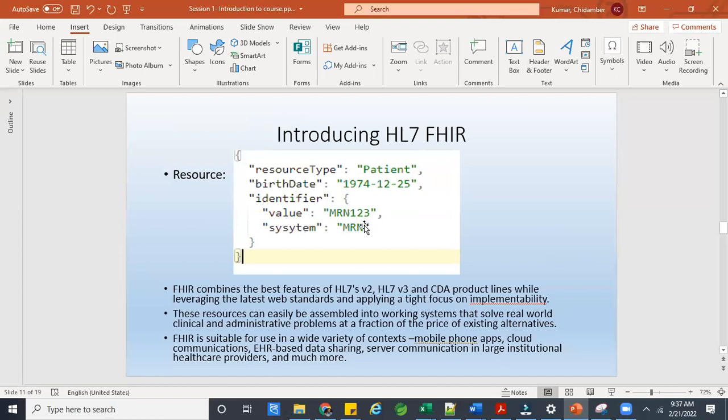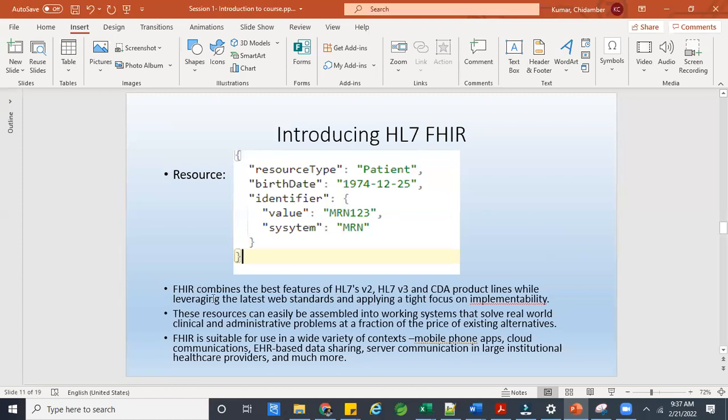A few more pointers with respect to the introduction to FHIR. For example, FHIR combines the best features of previous versions. Since we are not dealing with previous versions, we will not go into detail. But just for knowledge, FHIR is based on the learnings from previous versions. Whatever drawbacks or shortcomings were there in previous versions have been taken care of in FHIR.